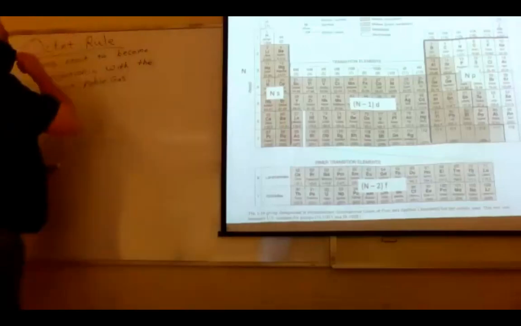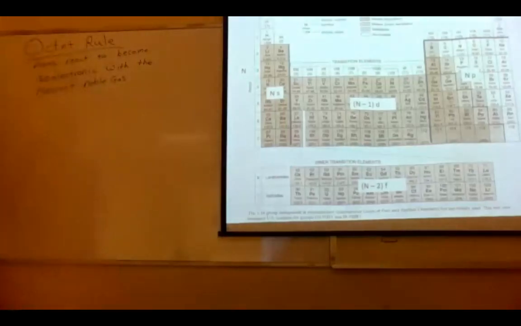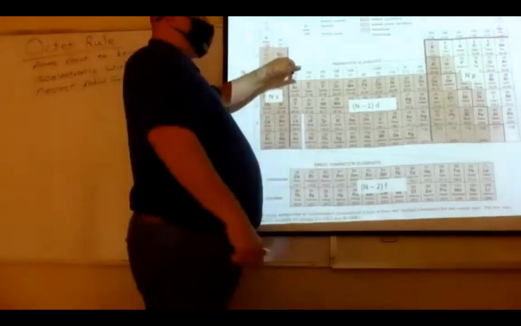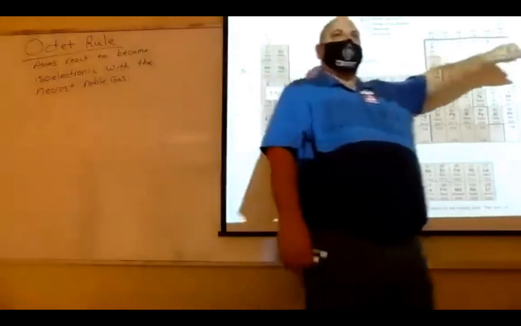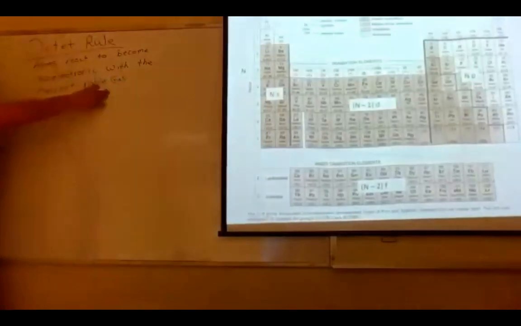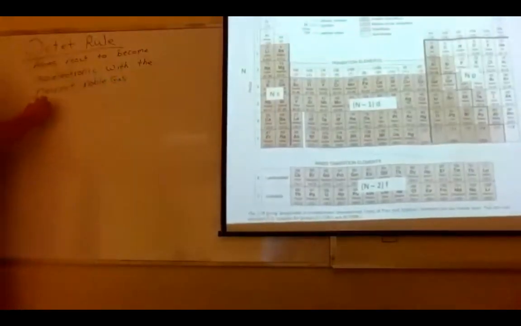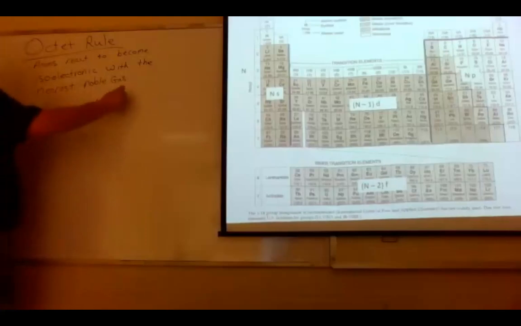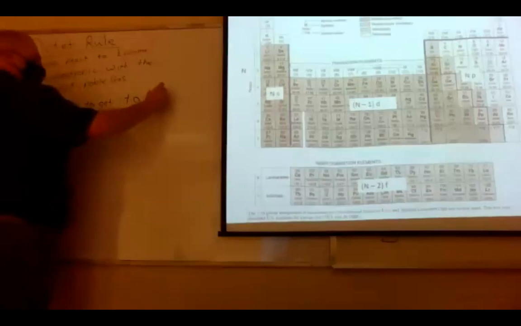Now, the other statement of the octet rule has us realize that these noble gases have 8 valence electrons, because they were s2 and then p6. They had 8 on the outside. They're not only trying to get to the nearest noble gas, they're trying to get to 8. So they're reacting so that they try to get to 8 valence electrons.